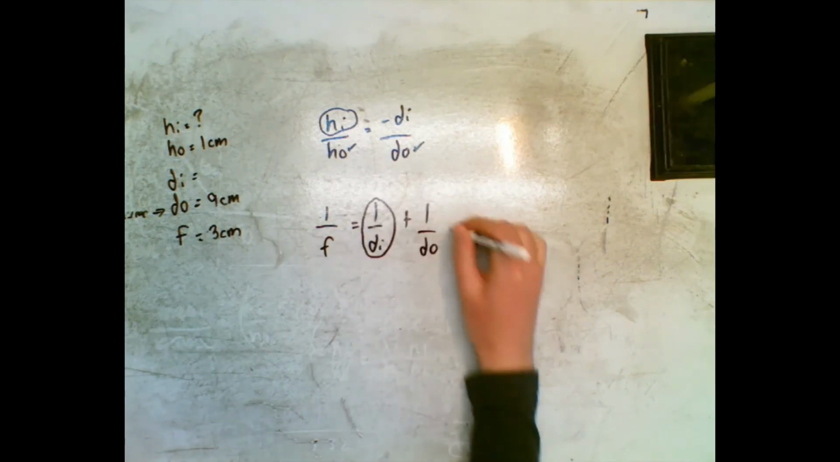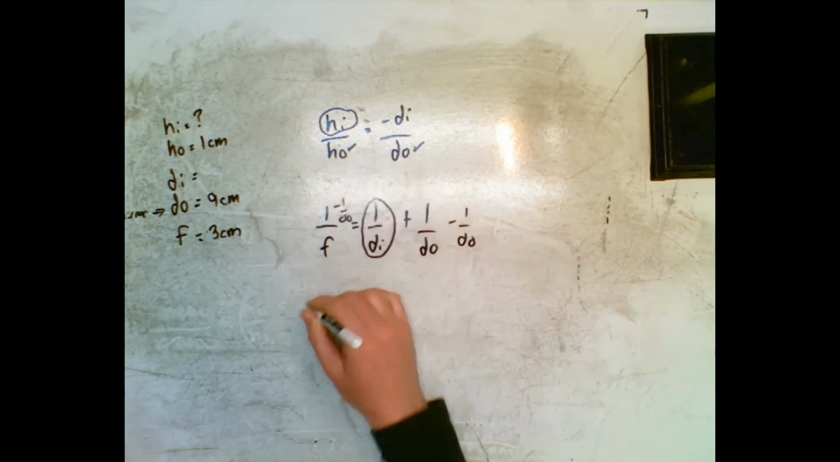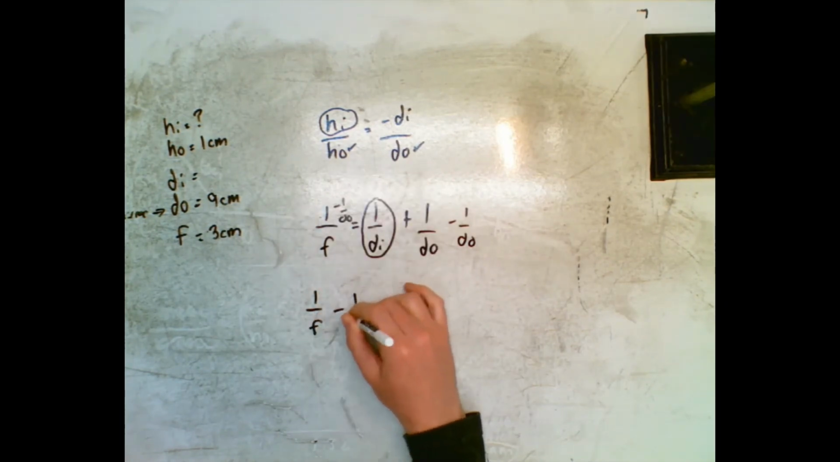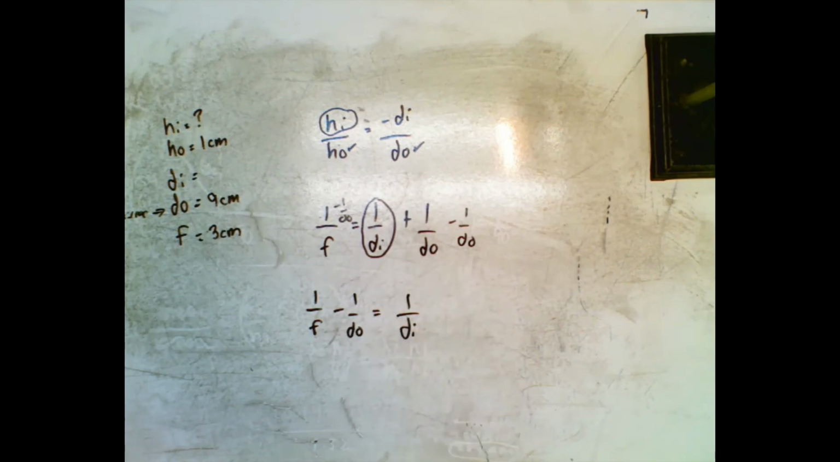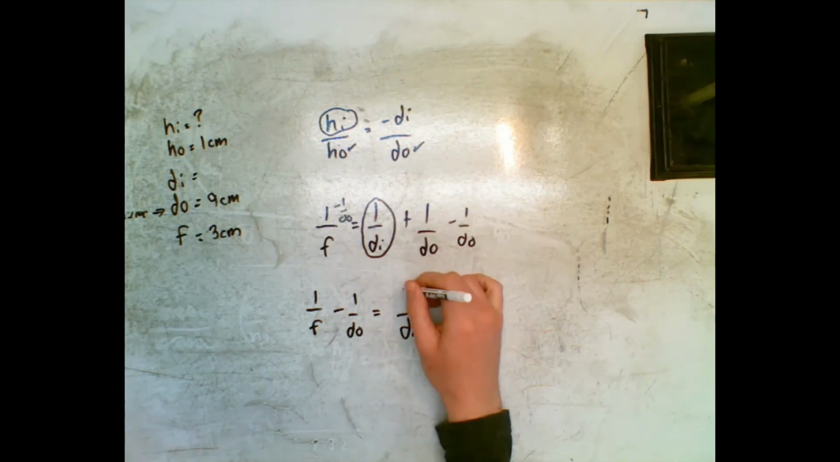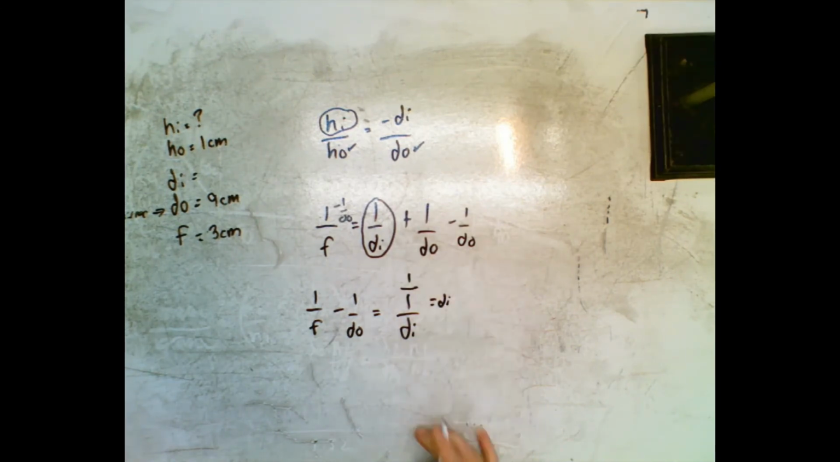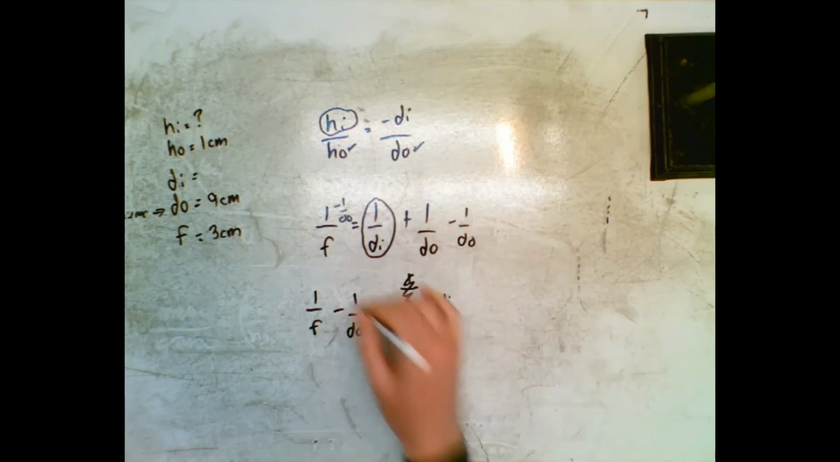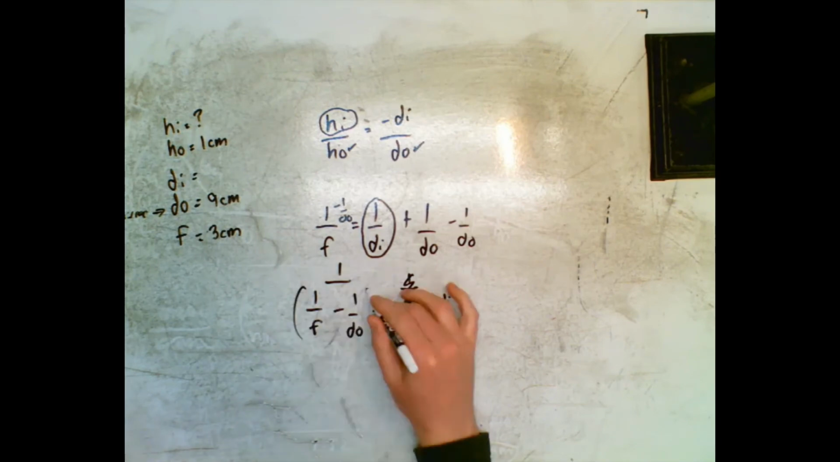Okay, so to rearrange this, we subtract 1 over do from both sides. So we have 1 over f minus 1 over do is equal to 1 over di. Okay. And so to finish this off, if we go 1 over di, that equals di. So these cancel out and we just get di. But we'd have to do the same thing to the other side. So that's how we finish off this rearranging. We'd have to go like that.